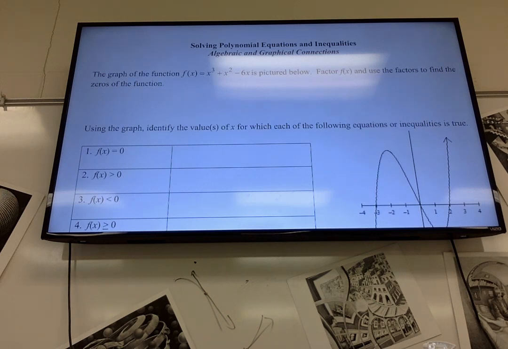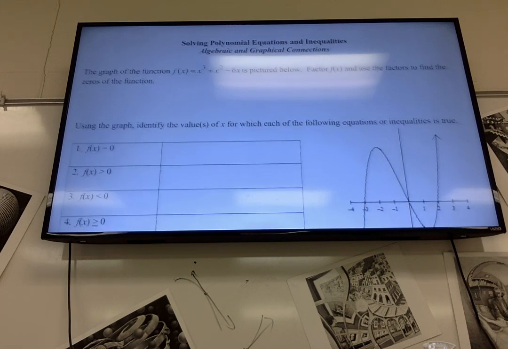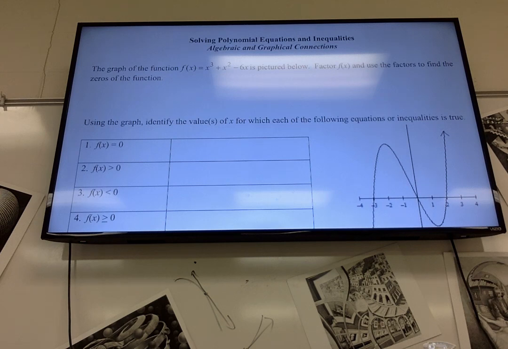Okay, the next thing we're going to talk about is, on here, solving polynomial equations and inequalities. So this first part is what we've already done. This is what we just did. So take this equation, factor it, and solve it. Find the greatest common factor, set it equal to 0. And you should get where it's crossing the x-axis on that picture.